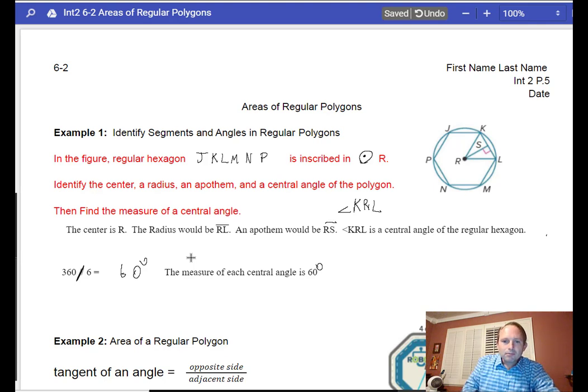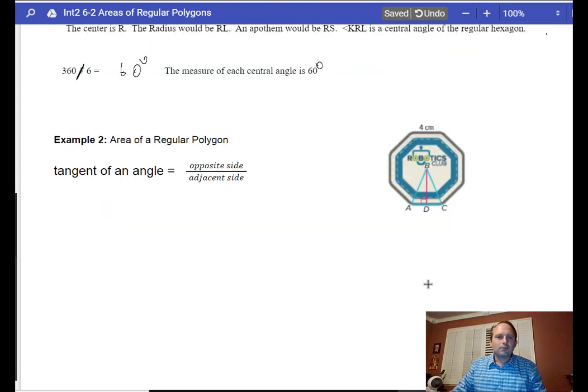Next up, we want to go on to example 2, area of a regular polygon. Now we did kind of skip chapter 4, but we'll be going back to it maybe at the end of the semester. We'll see. So we didn't cover everything. Tangent of an angle is going to be the opposite over the adjacent. So hold up on that.